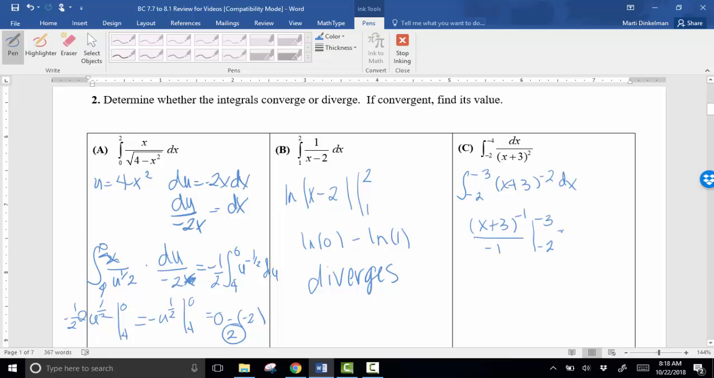So I'm going to rewrite this just so it makes sense for my brain of what I'm plugging in and what I'm getting. So when I plug in the negative 3, I'm still going to end up with something on the bottom that's kind of impossible to work with. It's actually infinite if we think about slope in a way. So this is just going to diverge because there's nothing I can do about that.